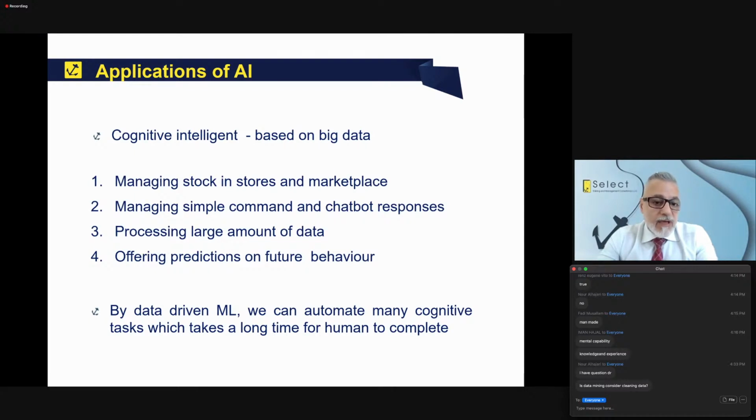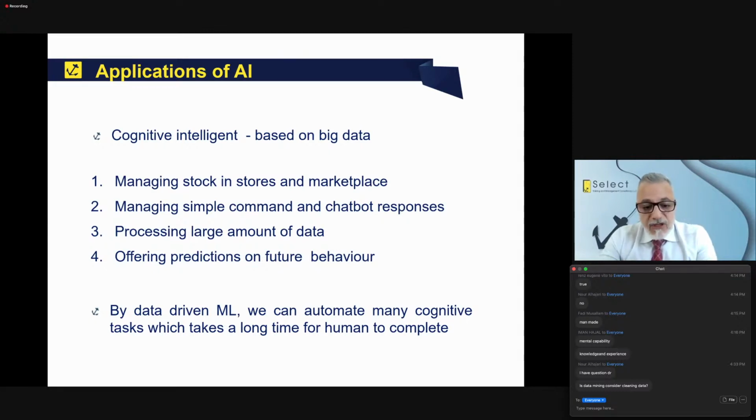For example, we can manage stock and stores and marketplace, for example, inventory. We can manage simple command and chatbot responses. We process large amounts of data, for example, about customers, offering prediction on future behavior. For example, if certain customers will be able to pay or not, if someone will take a loan from the bank. We can know that based on the previous history, will they pay or not. It's all about data.